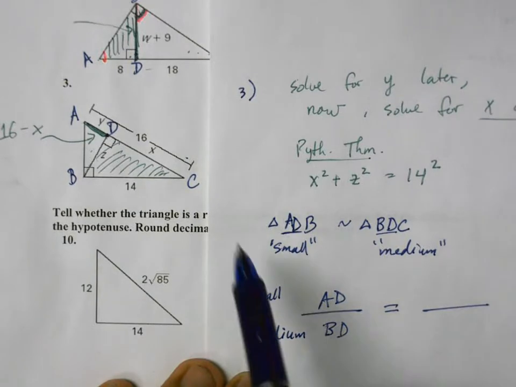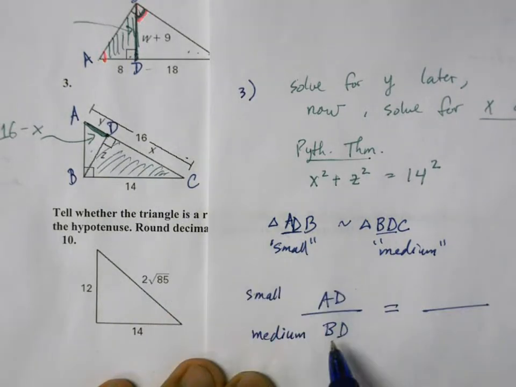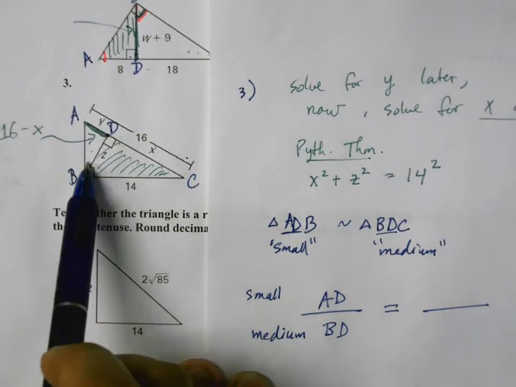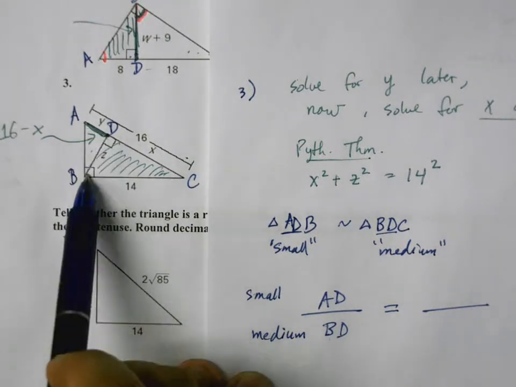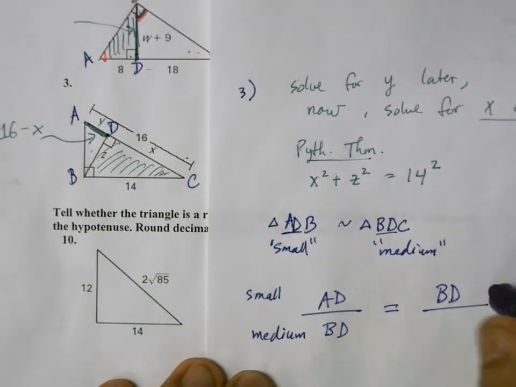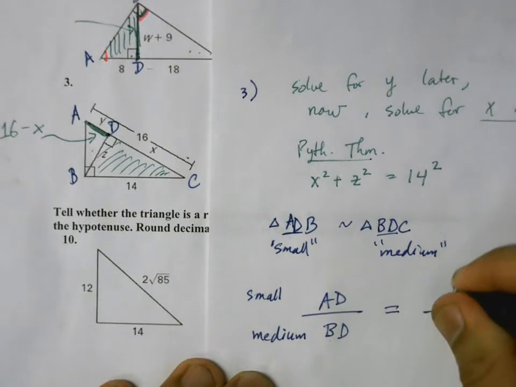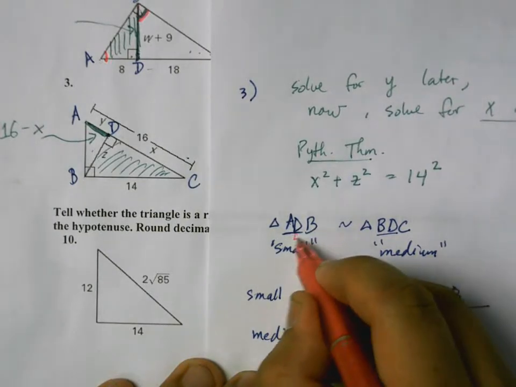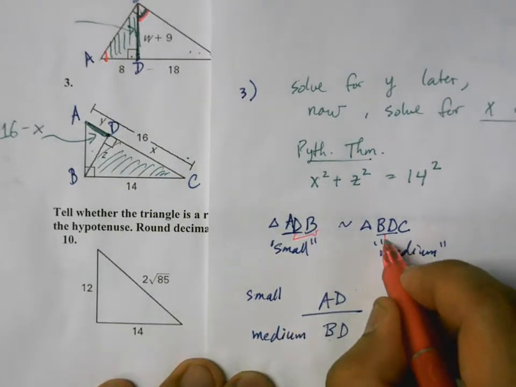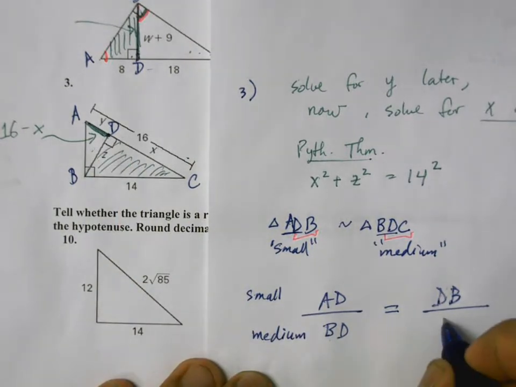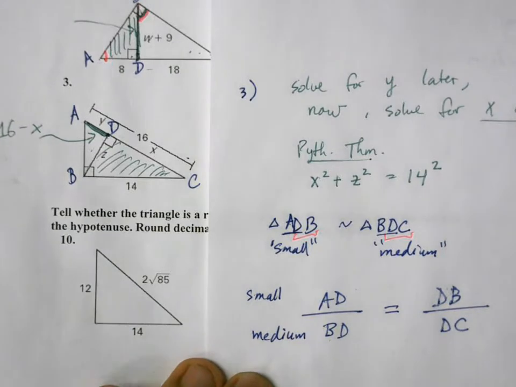equals, and we use BD as part of the medium one, but if you look at the picture, BD is also a side length of the small one. This right here is also a side length of the small one. So BD in the small one, actually I should rewrite this as DB, so it's a little bit easier for you to see. DB, part of the small one right here. Okay, so that matches up with DC here. Okay, so DC on the medium one.